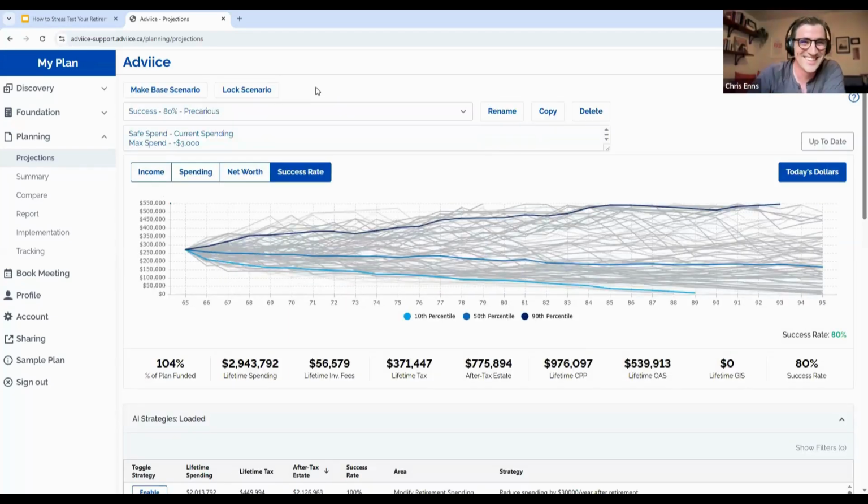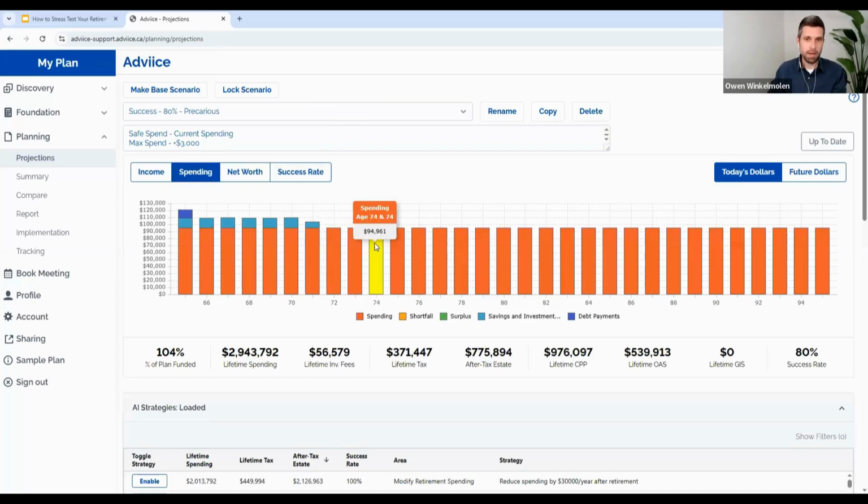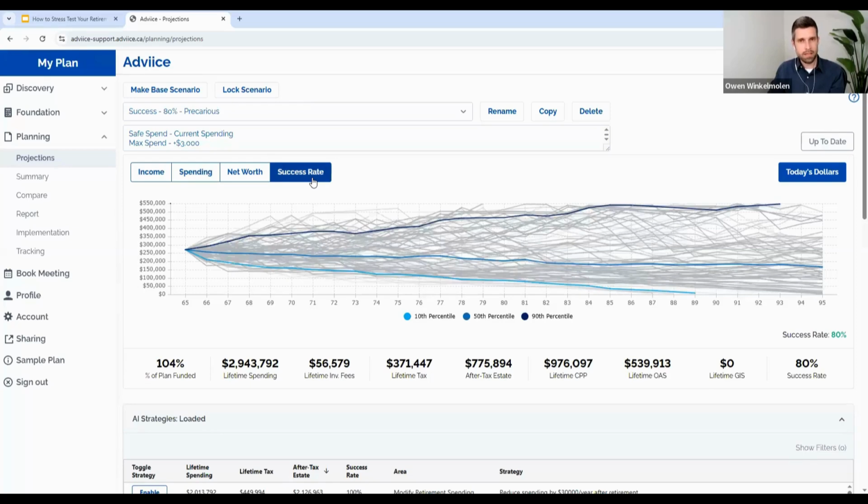So let's look at this example. Here we've called it the precarious example. We've got an 80% success rate, seemingly quite good. It shows green, right? And that's the case if we have spending that's $95,000 a year. So if this client can meet that spending goal every year of $95,000, then yes, this plan seems quite reasonable. It's got a very good success rate.